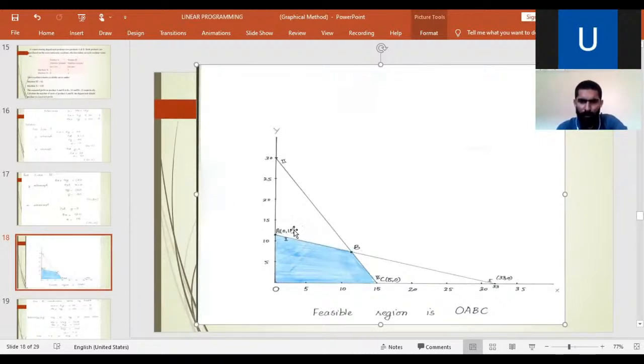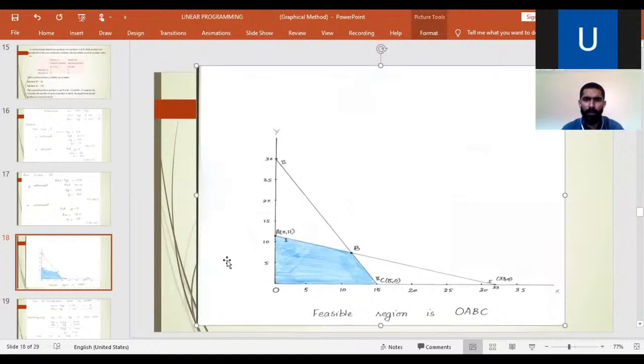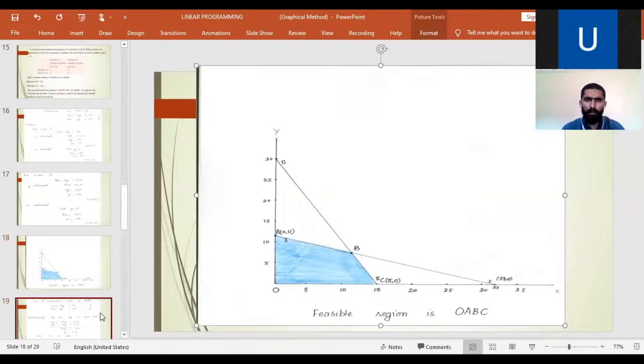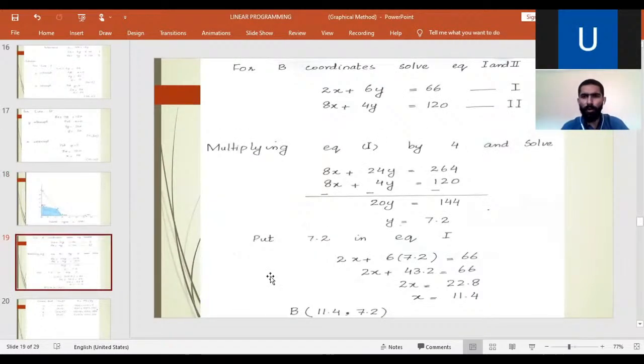This is line 2 and this is line 1. This whole area is the feasible region, and the origin is O, with points A, B and C. This is the graph, a triangle-like shape, and we will highlight this. After that we will find the value of coordinate B. In order to find the value of coordinate B, we need to solve equation 1 and equation 2.